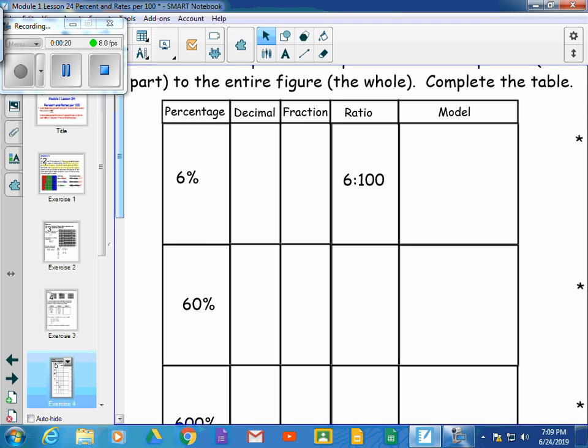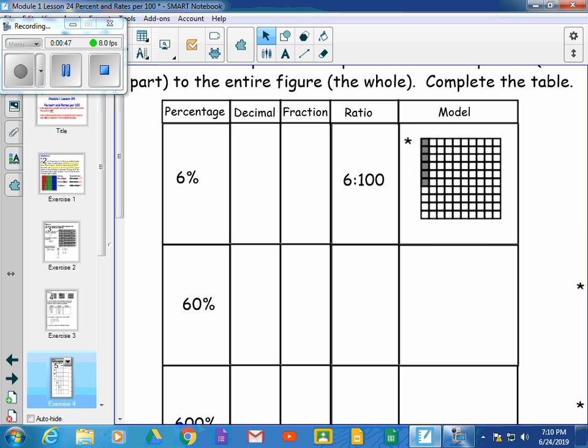If I look at the first row, they give me the percentage. I need to write the decimal and the fraction. They give me the ratio, and I need to draw a little model. Okay, I want to draw a 10 by 10 grid to figure that out. Well, let's first start with the model. That might make it easiest. 6% means 6 out of 100. So I need to draw a 10 by 10 grid that has 6 of those little squares colored in.